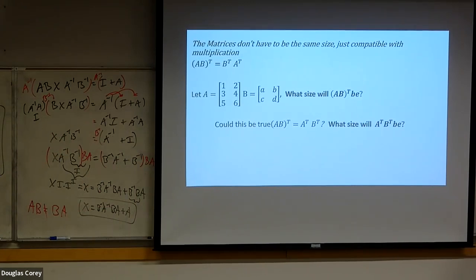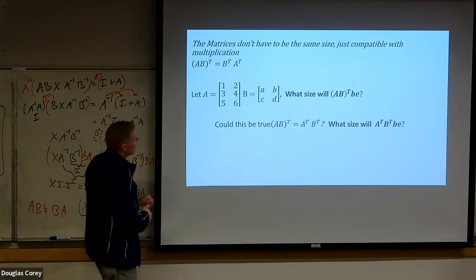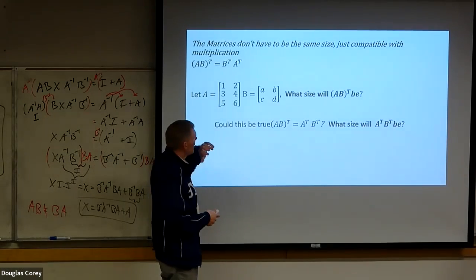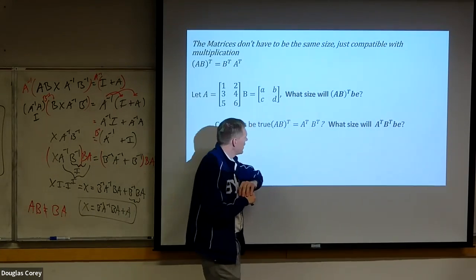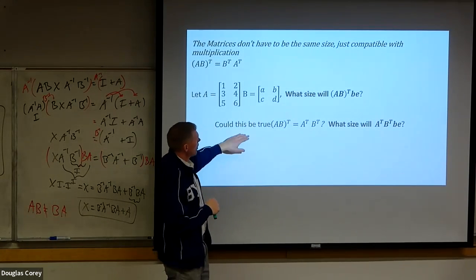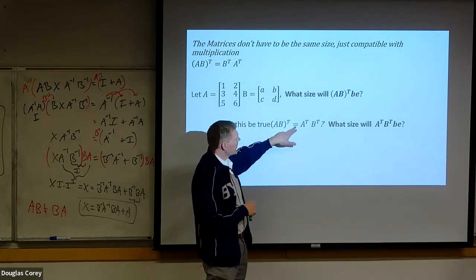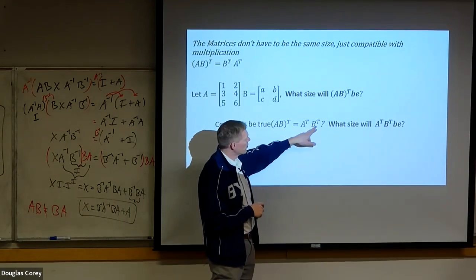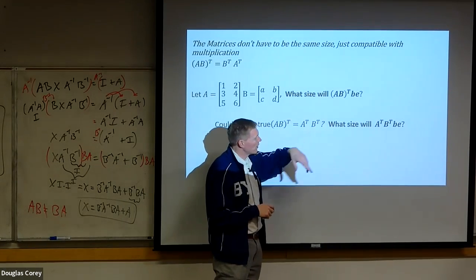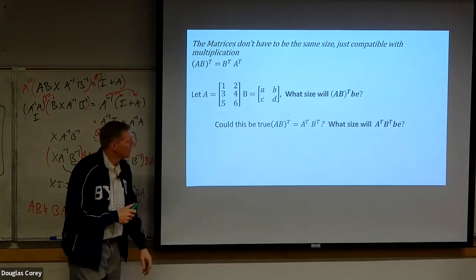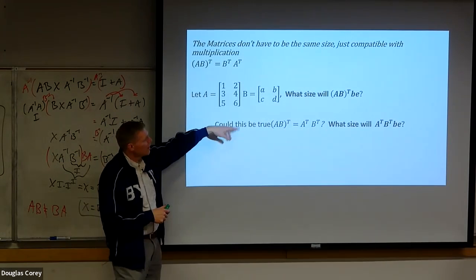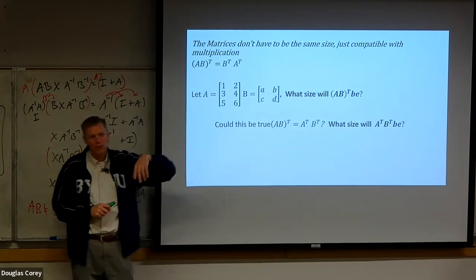The matrices don't have to be the same size. They just have to be compatible with multiplication. So a couple things to talk to your neighbor about here. I have an A, I have a B. What size will AB transpose be? And then what if we thought AB transpose equaled A transpose B transpose? What size will A transpose B transpose be? So think about those two questions in bold and talk to your neighbor about it.